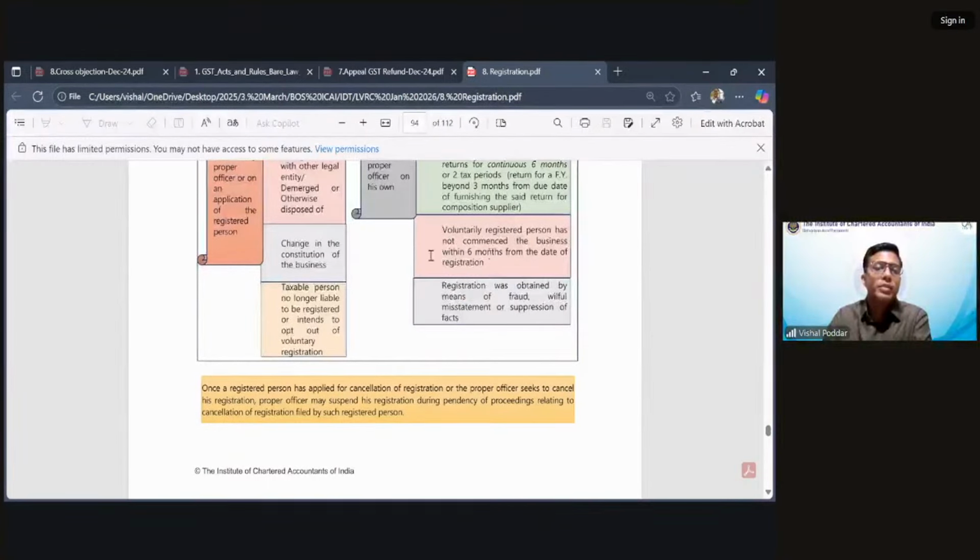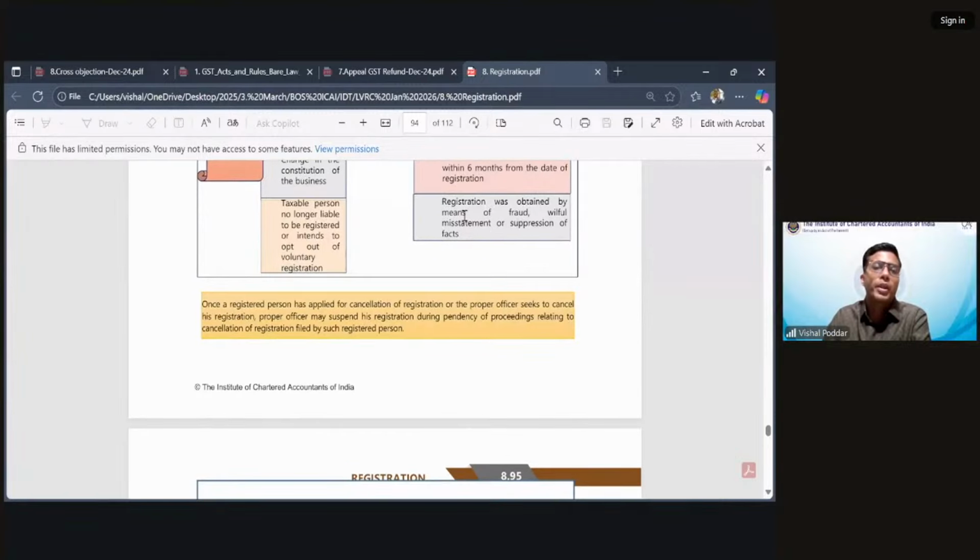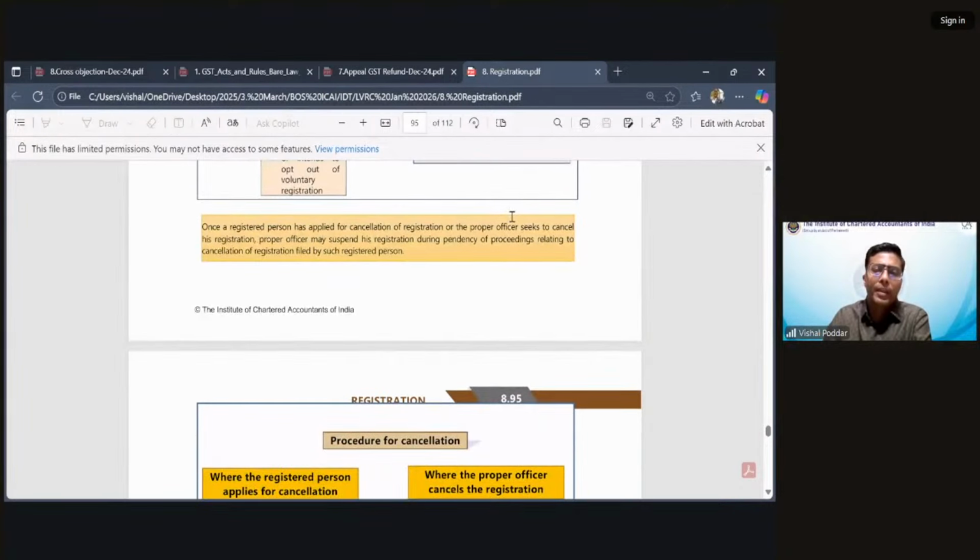Voluntarily registered person has not commenced the business up to 6 months. So after taking voluntary registration, you have not done any business for 6 months, then also the officer can cancel. And registration was obtained by means of fraud. So whatever documents you had submitted or whatever details you had given, later on it was found that it was all bogus. In all these cases, the officer can suo motu proceed for cancellation.